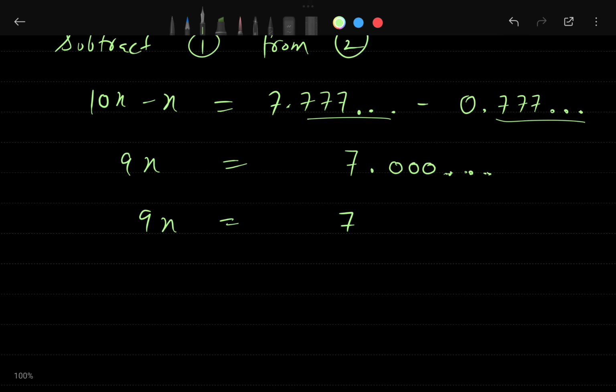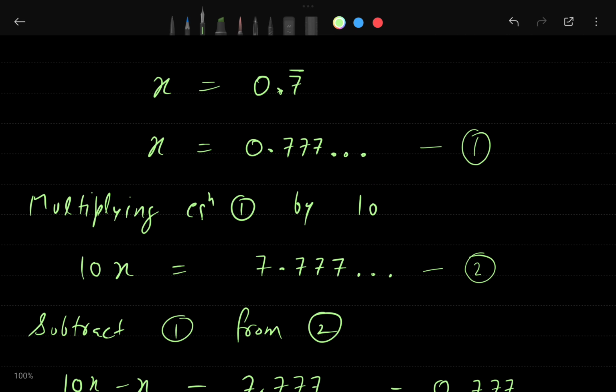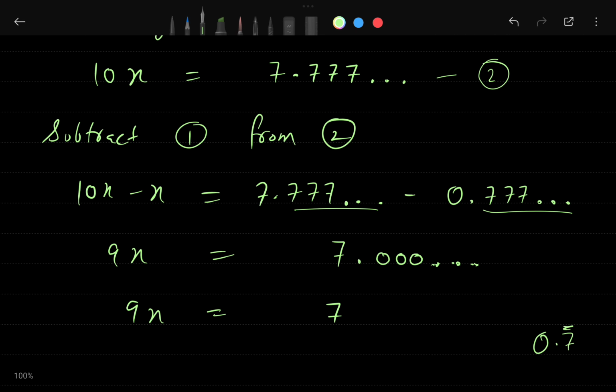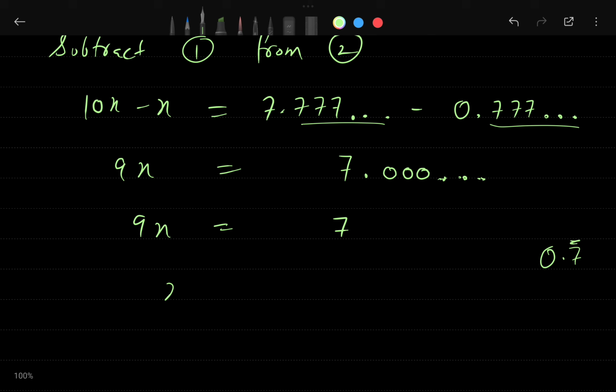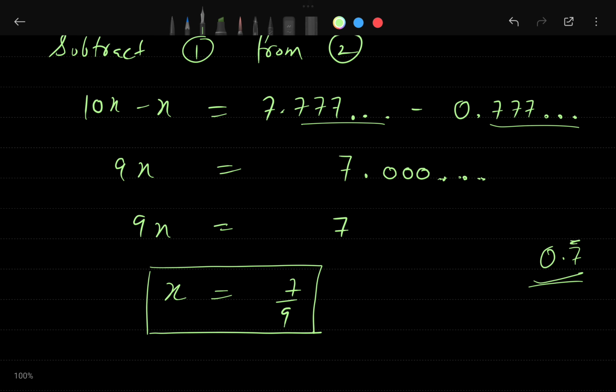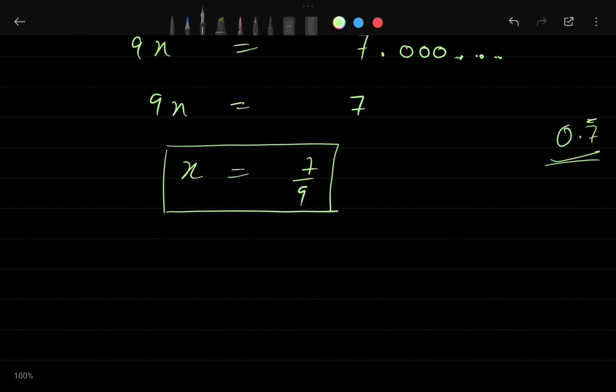7. Now we assume that x is the p by q form of 0.7 bar. Okay, we assumed that x was the p by q form of 0.7 bar in the first step only. So now we have to find the value of x. So x is equal to 7 by 9. So this is our p by q form of 0.7 bar.